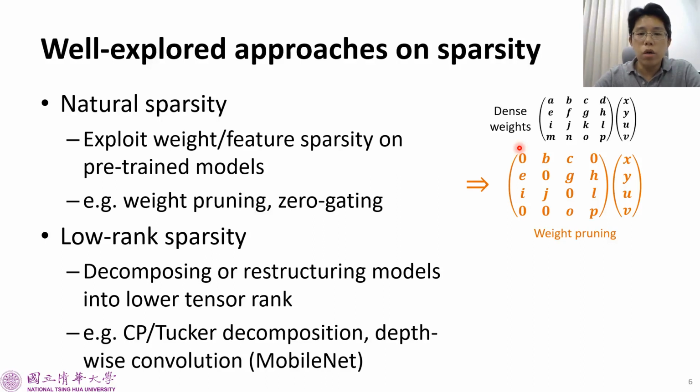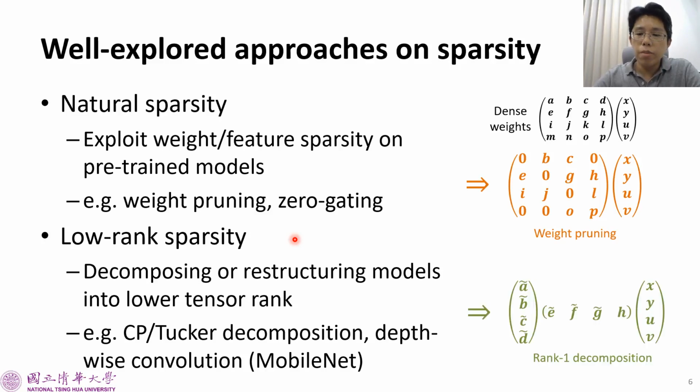And the second one is low-rank sparsity. It suggests to decompose or reconstruct models or matrices into low-rank alternatives. For example, this is a rank 1 approximation for this dense matrix.